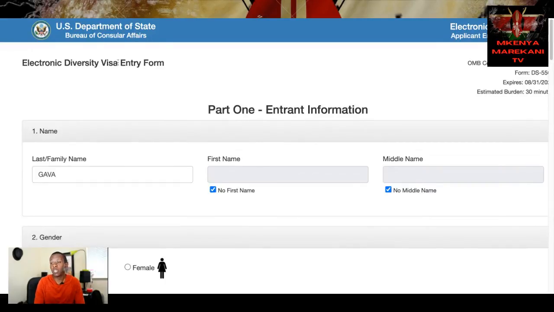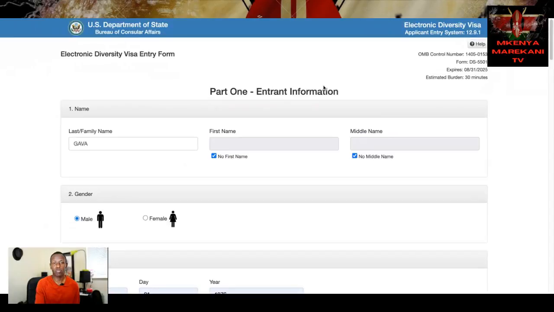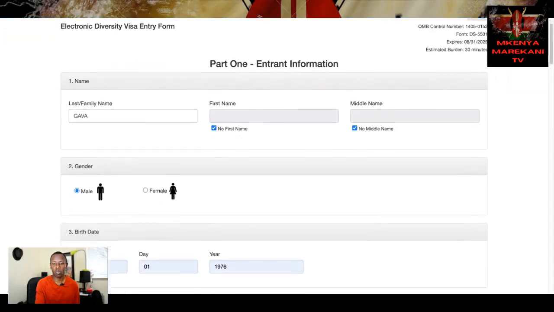Okay, but the secret again is, you have to know all your details at your fingertips, because this thing goes like in 30 minutes. Yeah, it says estimated burden, 30 minutes. So you have to be quick, especially if you have so many kids. You will need fast hands, so that that cap of 30 minutes does not find you hovering around your keyboard.